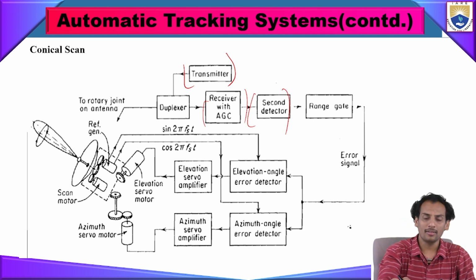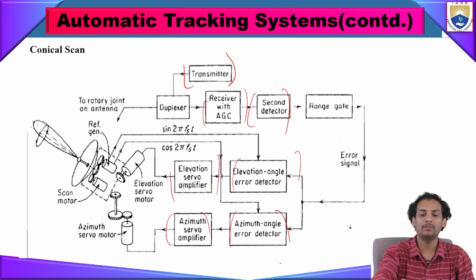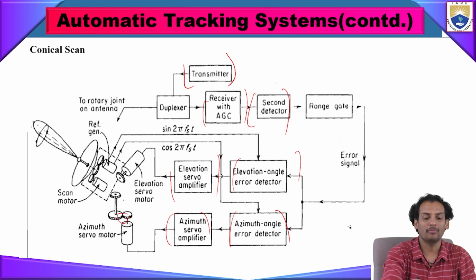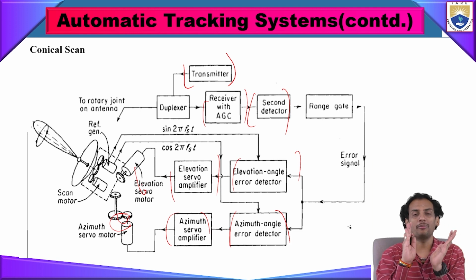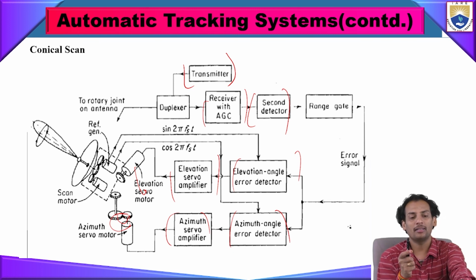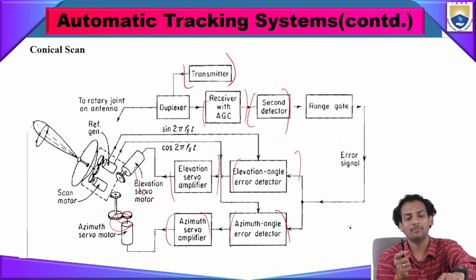Then the elevation servo amplifier, elevation angle detector, azimuth servo amplifier and azimuth angle error detector will serve these things. See here, this is the azimuth motor and this is the elevation motor. That means automatically, in a scan radar, you see the rotary point of the antenna, and the antenna is rotating by means of these motors.